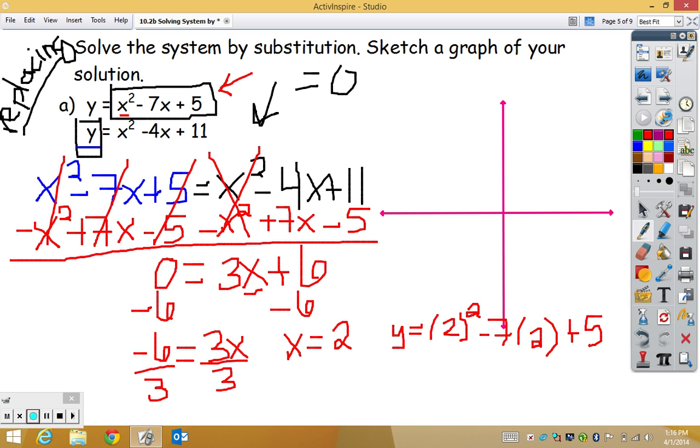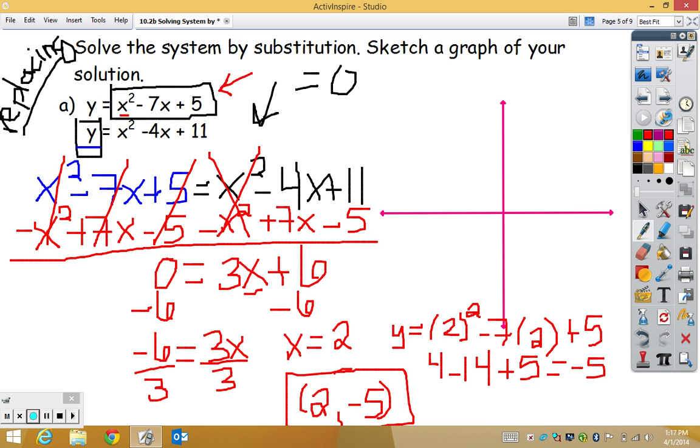Again, I'm doing this so I can figure out what my y is. Plugging it in, I get 4 minus 14 plus 5. 4 minus 14 is negative 10, plus 5 is negative 5. So my solution, where these two are going to intersect, is 2, negative 5.